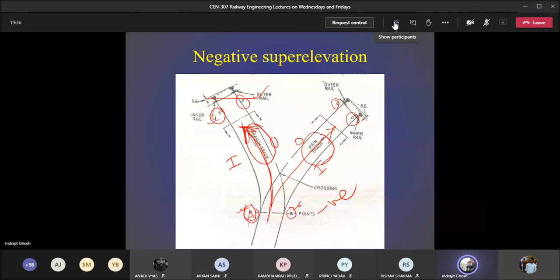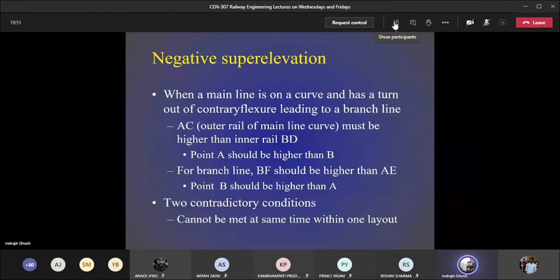But in order to provide this, you need to make sure of one thing. You need to restrict the speed of the train along the branch line. Otherwise, there will be problems due to the centrifugal force. This is what is written in the previous slide.